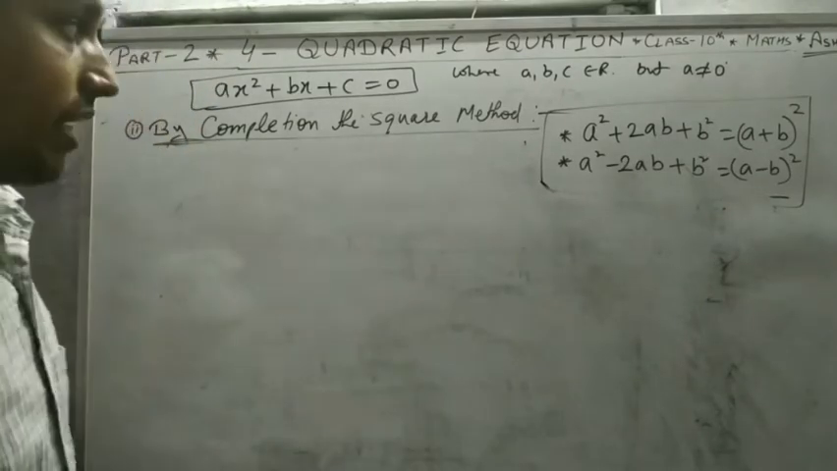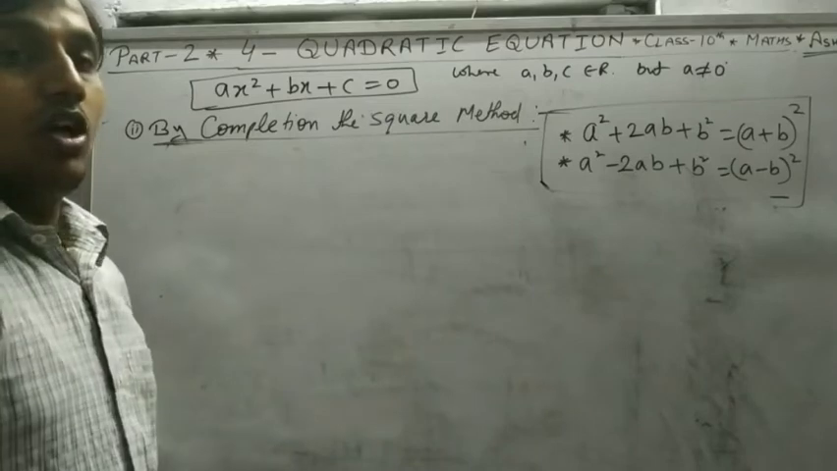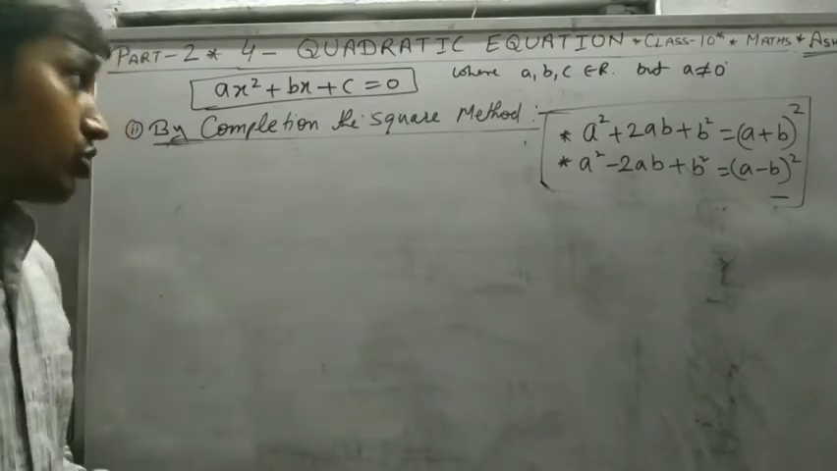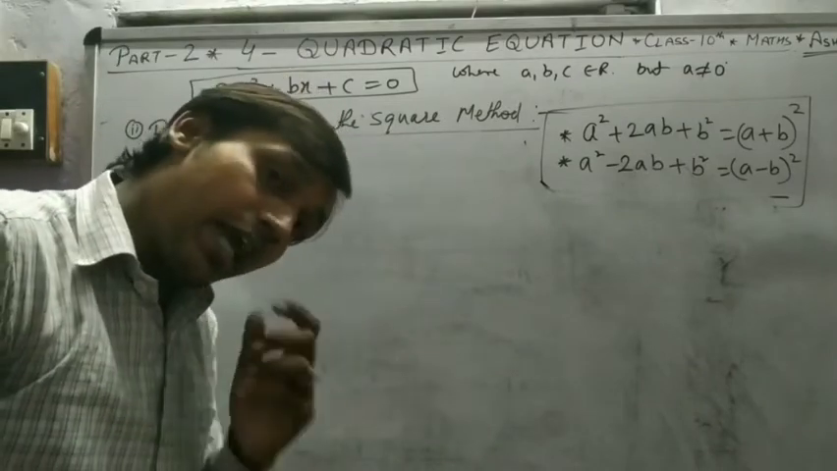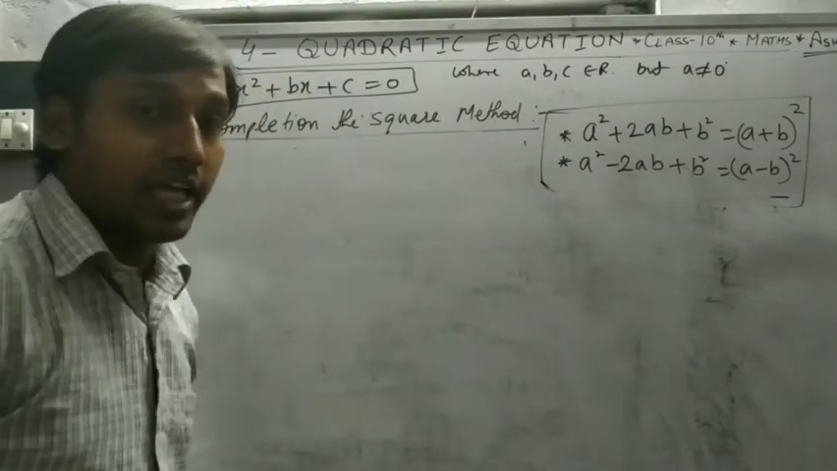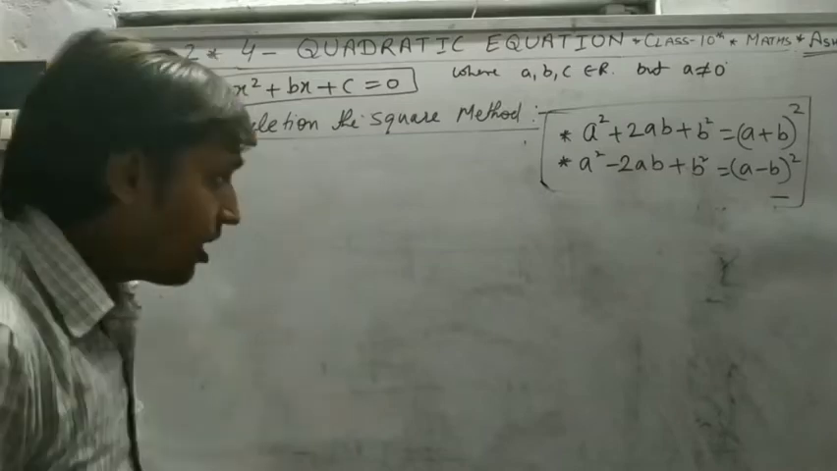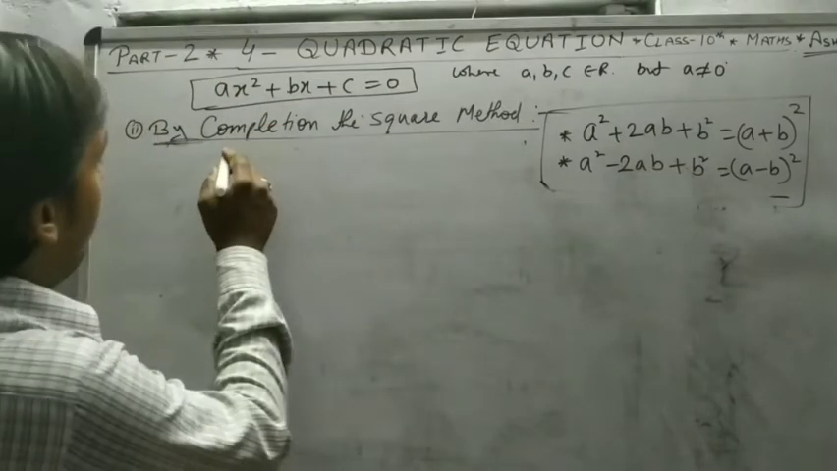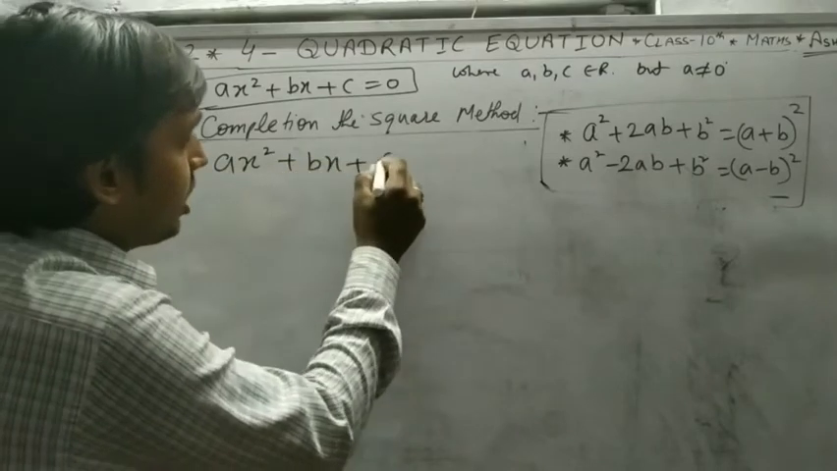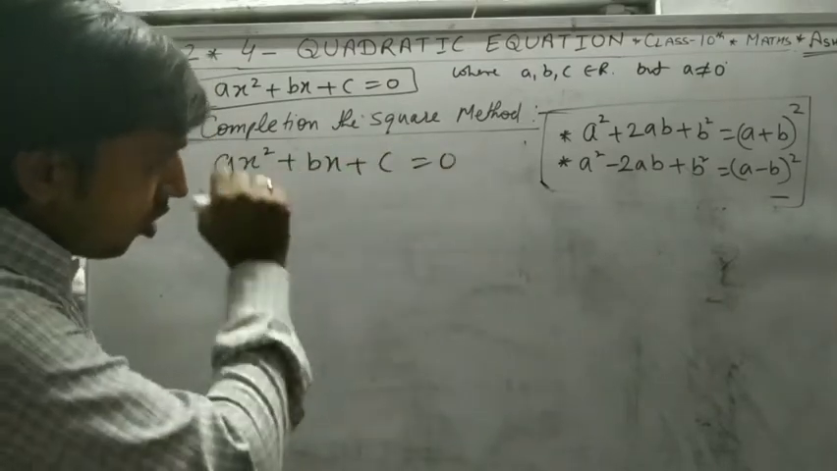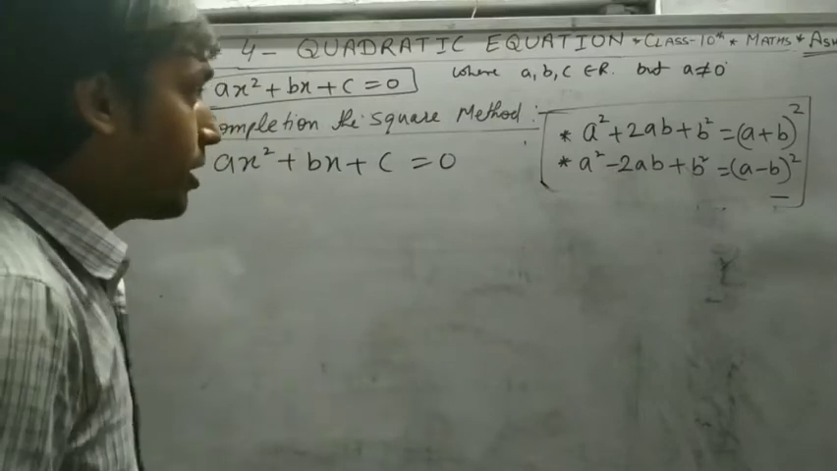So take one more question. Solve by using the completing the square method. But this time we will not take any specific question. We will take the standard form of the quadratic equation, that is ax square plus bx plus c is equal to 0. We want to solve this equation by using the completing the square method.